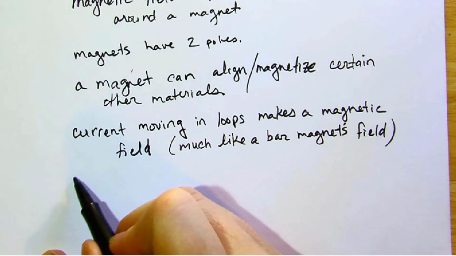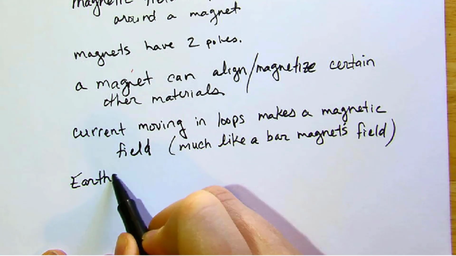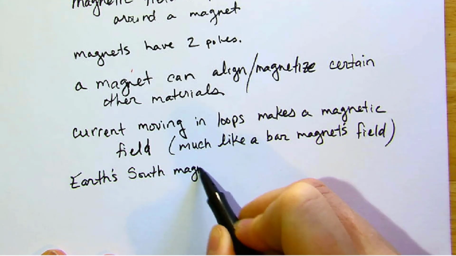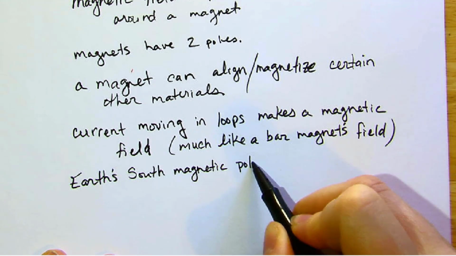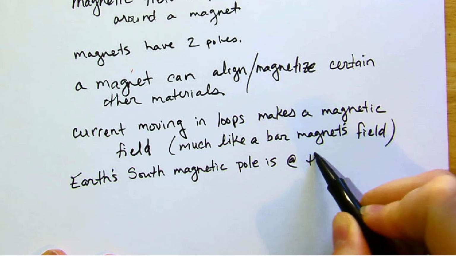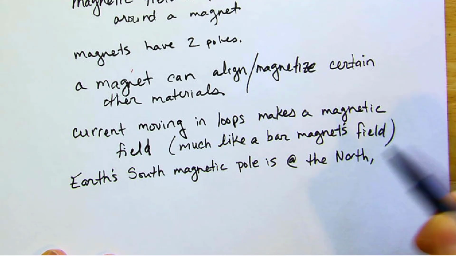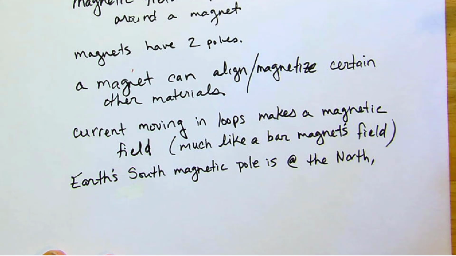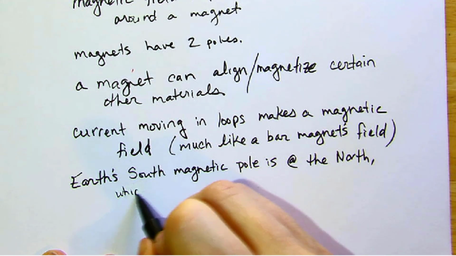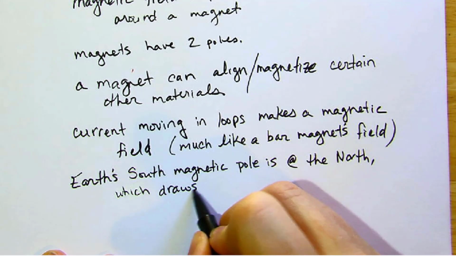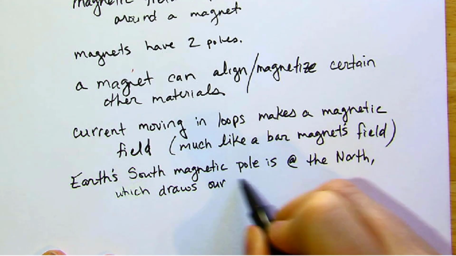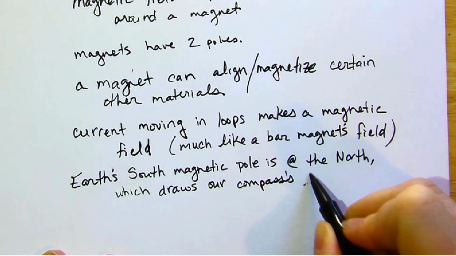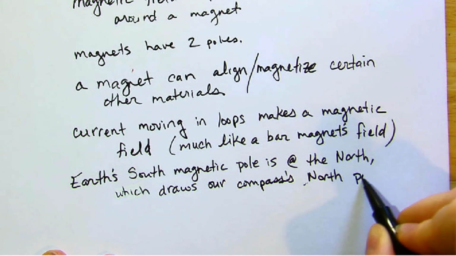And we could also say Earth's south magnetic pole is at the north, which draws our compasses' North Pole toward it.